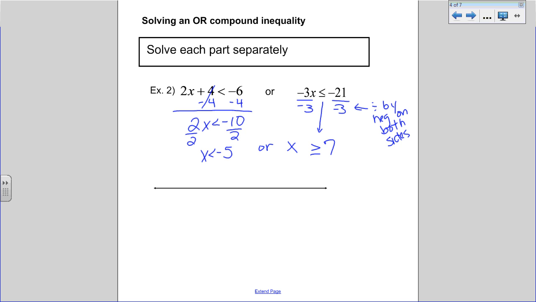Evan, what's your question? When you divide by -3, shouldn't it be x is less than? Because it started out less than, correct? Oh, yeah, that's right. And because we divided by the negative, that's where it became greater than. Oh, I have that. Okay, yeah.